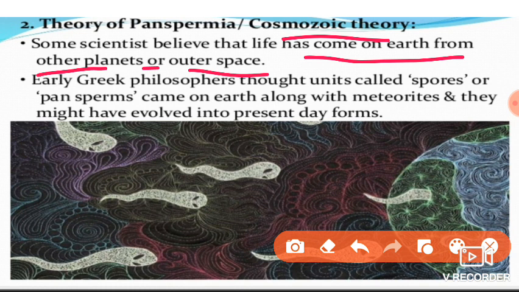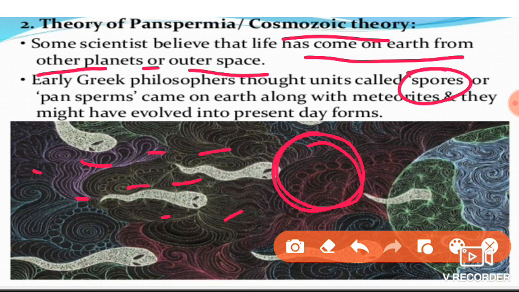For example, here you can see this is earth. So many spores, as they call them, small units, are transferring from one planet to another planet, or from one solar system to another solar system. During that transfer, some of the spores fell on earth, and these developed and gave rise to life.